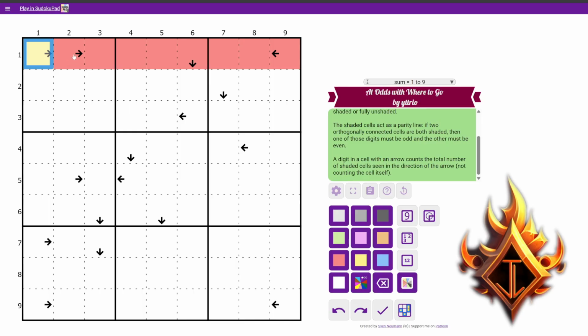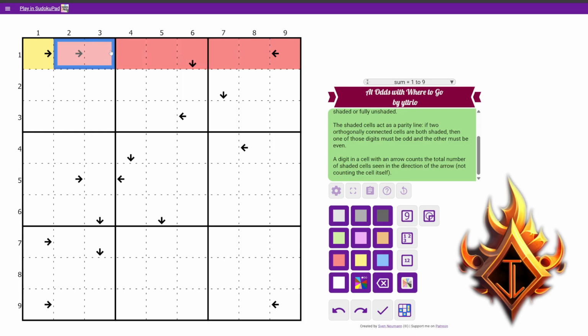So this one would be 8. This one would be 7. And this one, 1, 2, 3, 4, 5, 6, 7, would be 7 as well. So that does not work.